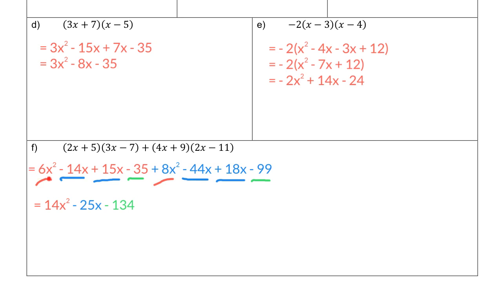So if I do 6x squared plus 8x squared, I get 14x squared. Minus 14x plus 15x minus 44x plus 18x ends up being minus 25x. And then minus 35 minus 99 is minus 134. So my overall standard form is 14x squared minus 25x minus 134.